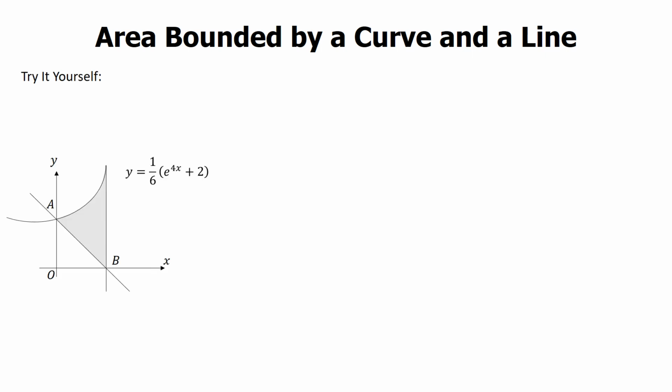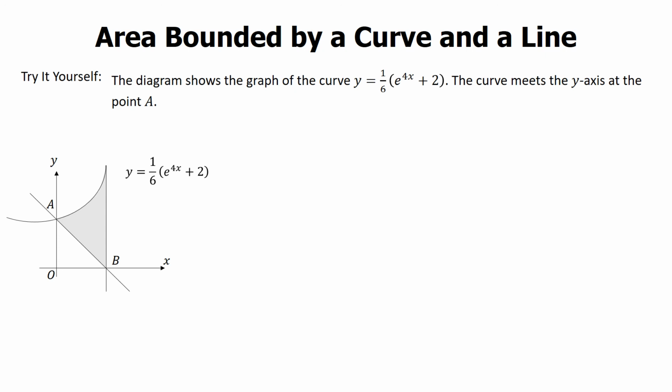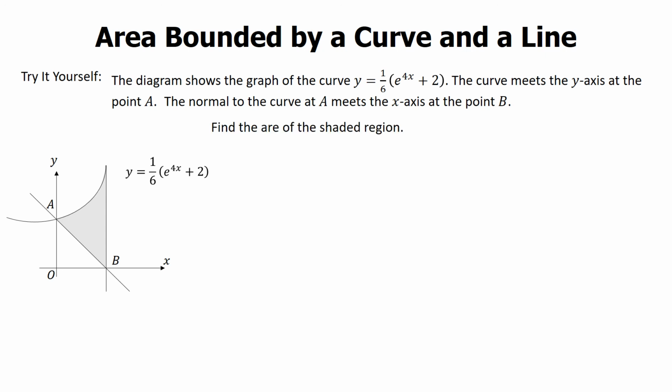Alright, now it's your turn to try this example yourself. Given this diagram, the diagram shows the graph of the curve y equals 1/6 times e to the power 4x plus 2. The curve meets the y-axis at the point A. The normal to the curve at A meets the x-axis at the point B. Find the area of the shaded region. You can pause the video and try to solve it yourself.